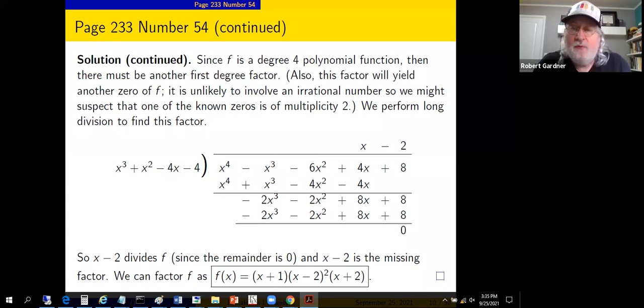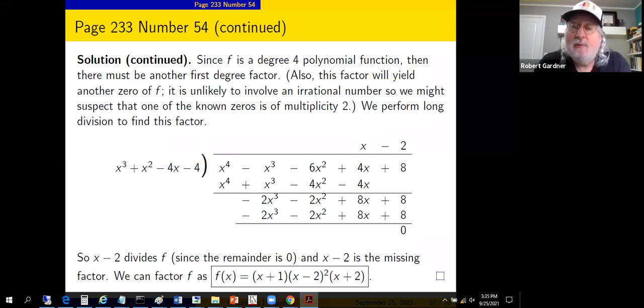Notice it factored into 4 linear terms, 1, 2, 3. This one I count twice to get the books to balance, and a 4th one. It was a 4th degree polynomial, and it has 4 linear factors. Awesome. Had it had complex zeros, this wouldn't have worked out quite as cleanly.